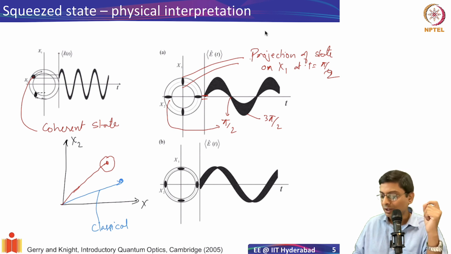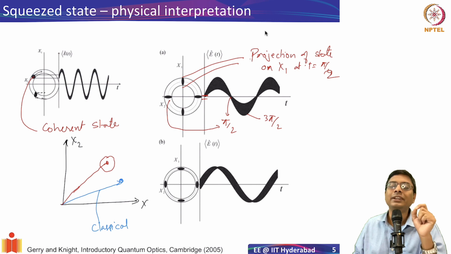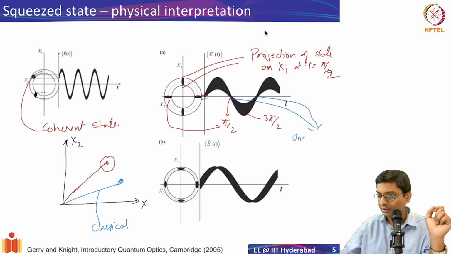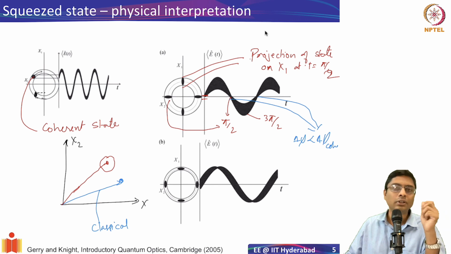Phase squeezed. What we mean by that is, there are certain time instants where the uncertainty in the phase is actually smaller than the coherent state. So for example, at these points, here, this and this, the uncertainty delta phi is smaller than delta phi coherent. So that's why we call it phase squeezed.